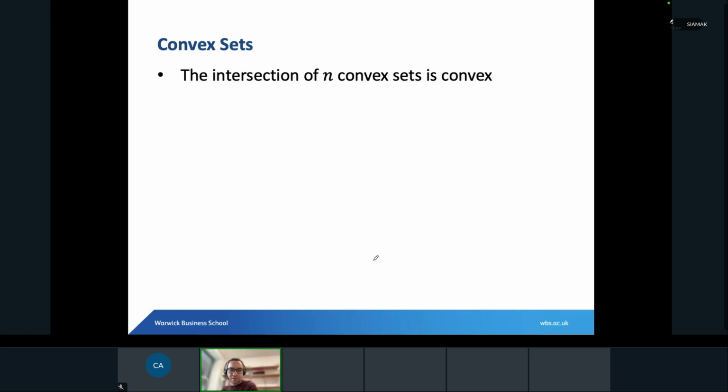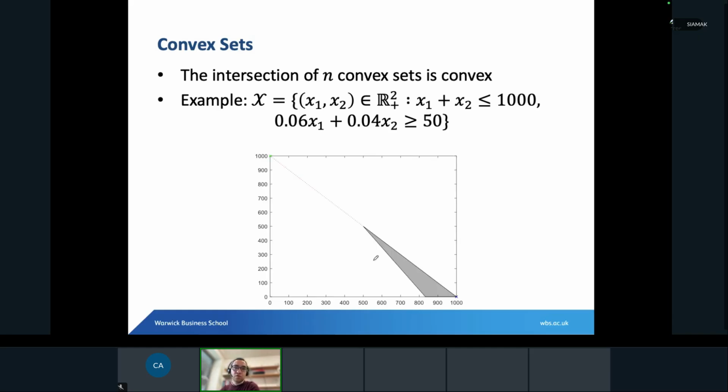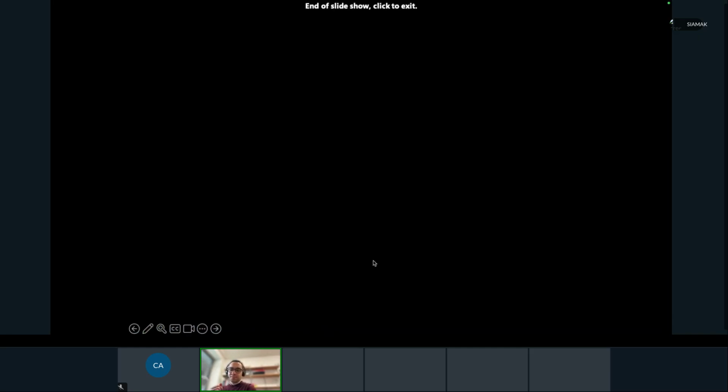This is the feasible region. We'll discuss this in the workshop in more detail. So here we know that if you have several linear constraints, each of them, because they are linear, becomes a convex set. An intersection of them, which forms the feasible region, also becomes a convex set.